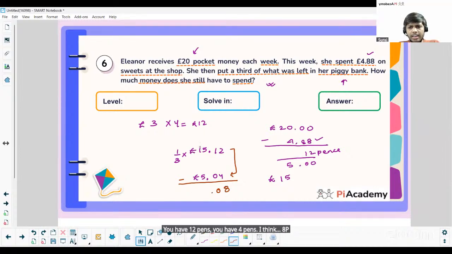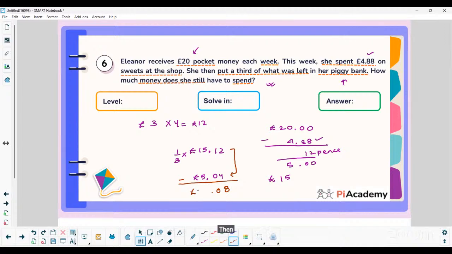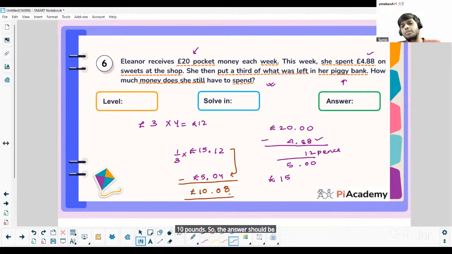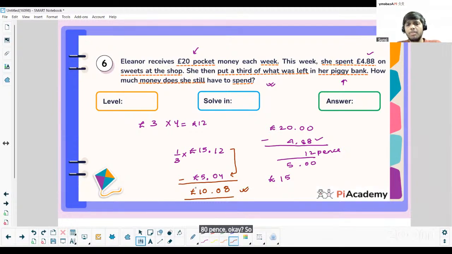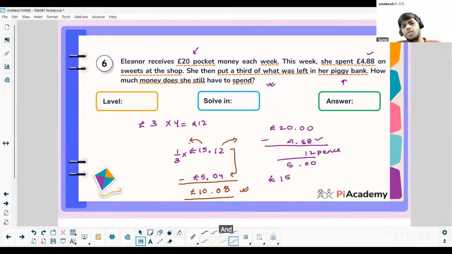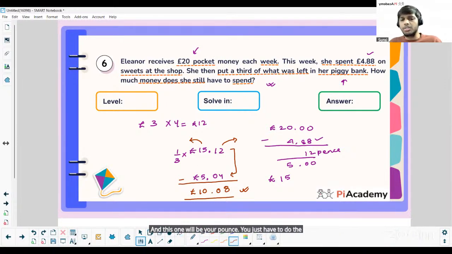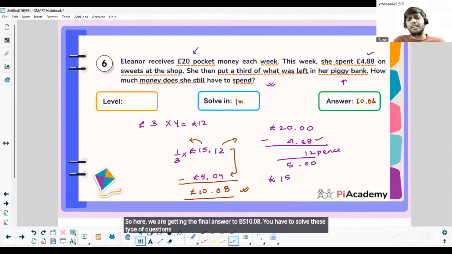But here, if I subtract 15 with 5, do you think I will get 9 pounds or will it be 10 pounds? 10 pounds. So the answer should be 10 pounds and 8 pence instead of 9 pounds and 80 pence. So this is what you have to remember. Whenever you are subtracting anything, take the pence separately and the pounds separately. You just have to do the back calculation to get to the final answer. So here we are getting the final answer as £10.08. You have to solve these types of questions within 1 minute 30 seconds. Do not waste more time on these types of questions. And this will come under medium level.